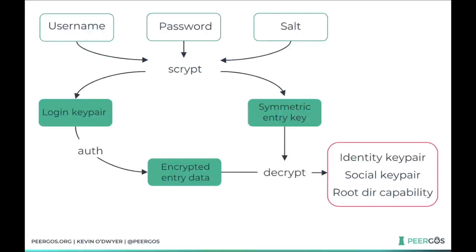This slide introduces the login flow. Login generates a symmetric key and login key pair. The auth key pair allows you to retrieve the encrypted entry data from the server. When decrypted with the symmetric key, the result is the identity and social key pairs, plus file system root capability.